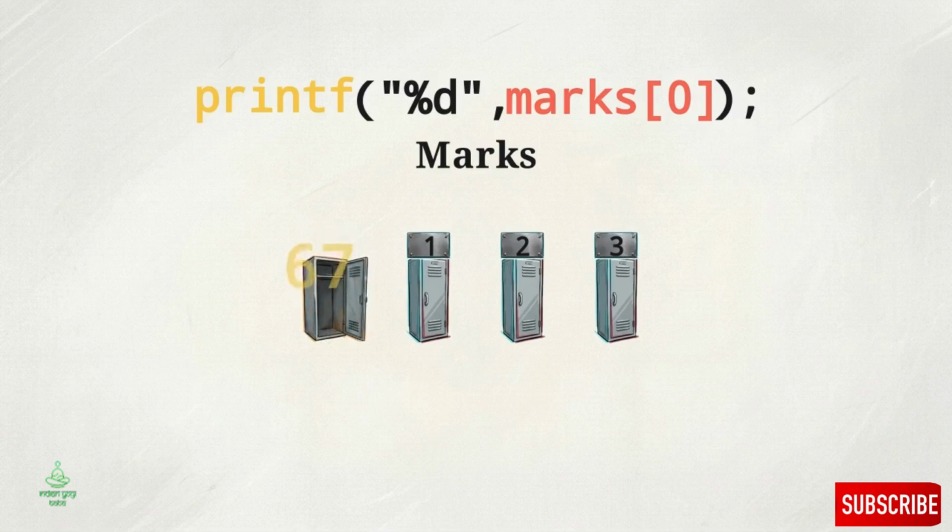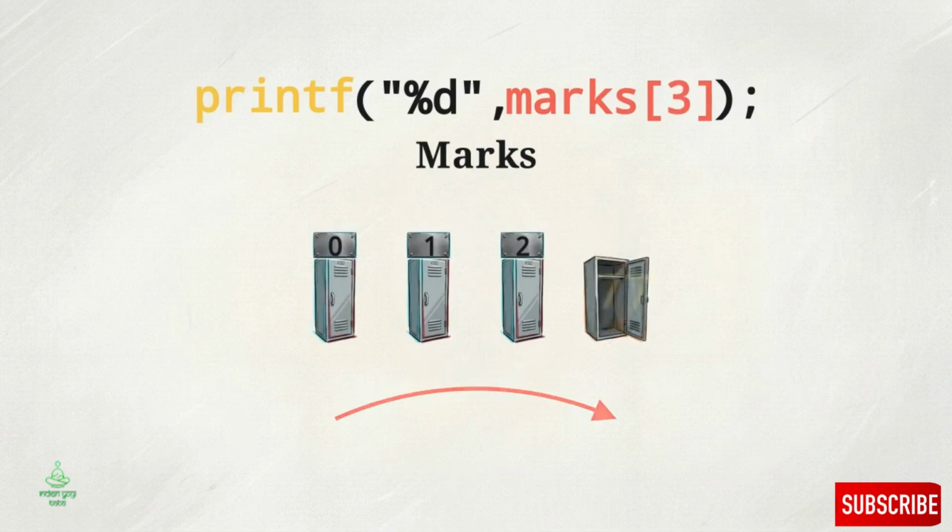Because every locker in the bank is exactly the same size and they are all lined up in a row, the computer doesn't have to search. It just skips forward by the exact number of spaces you tell it to, landing instantly on the right piece of data.